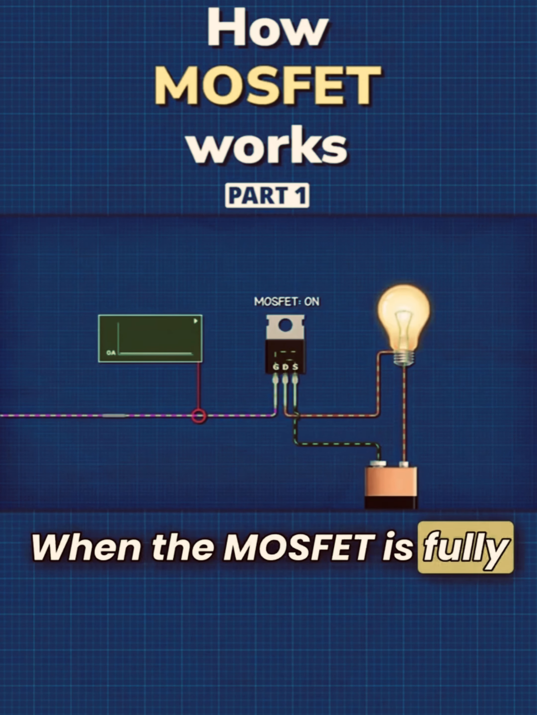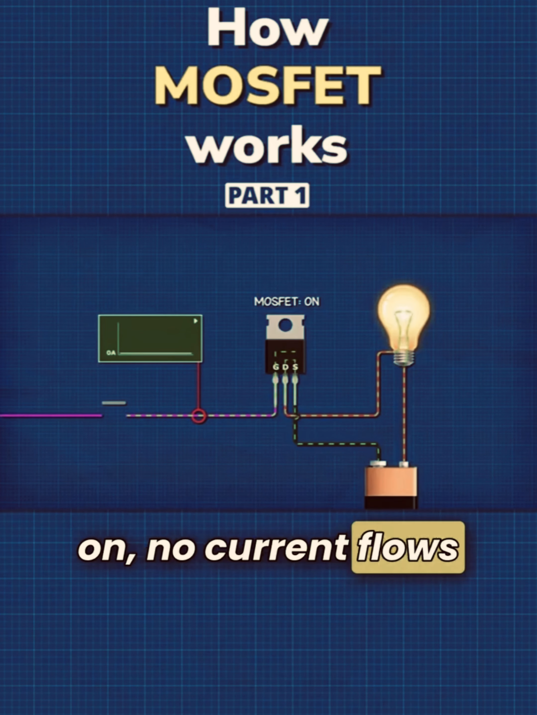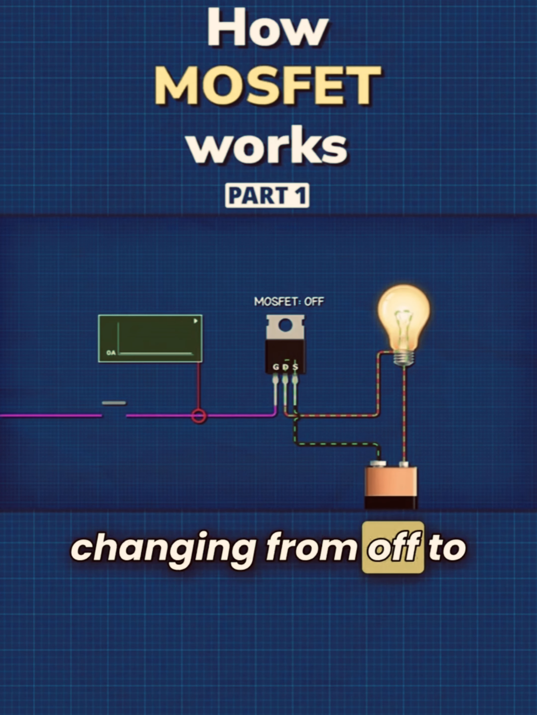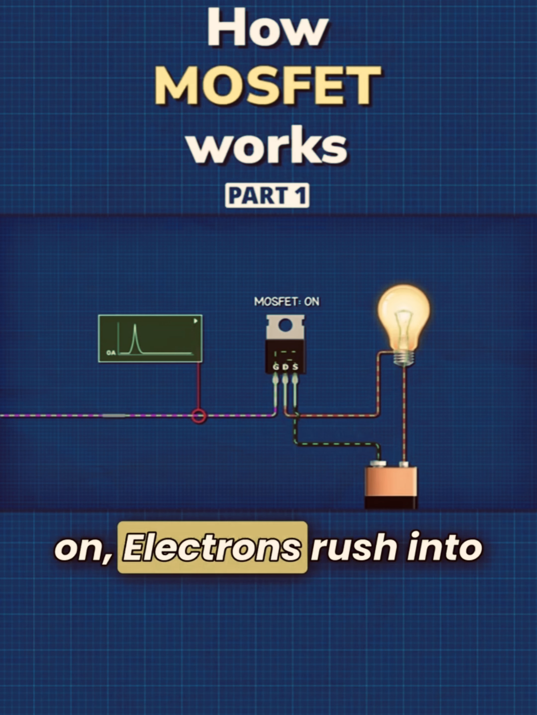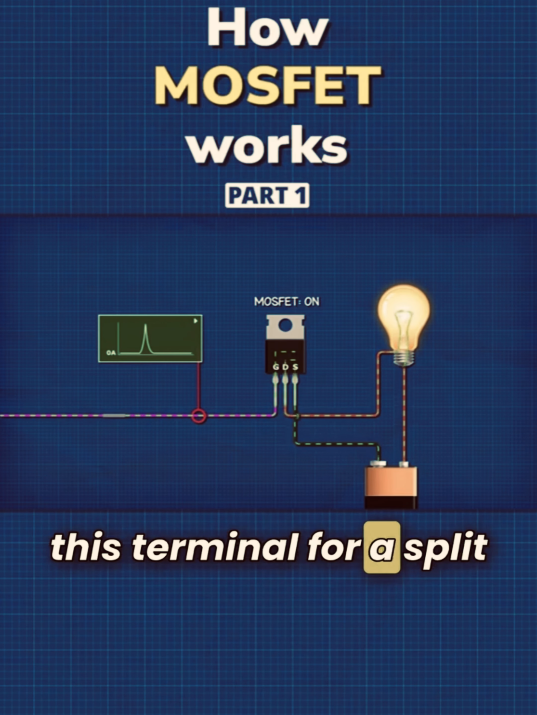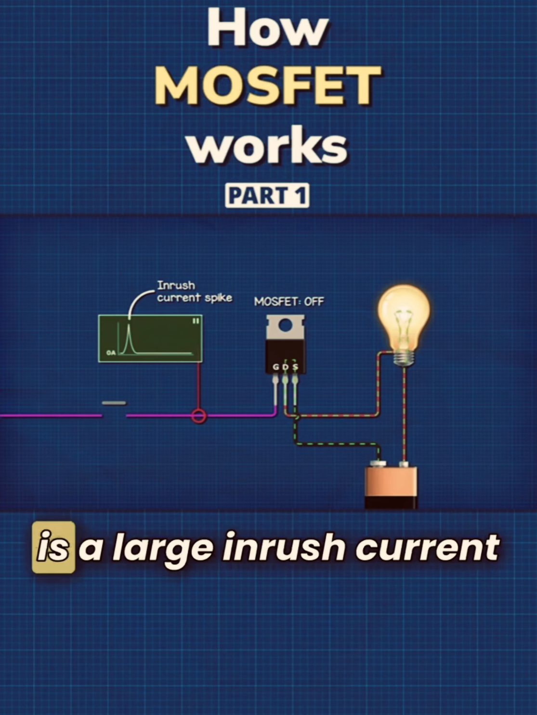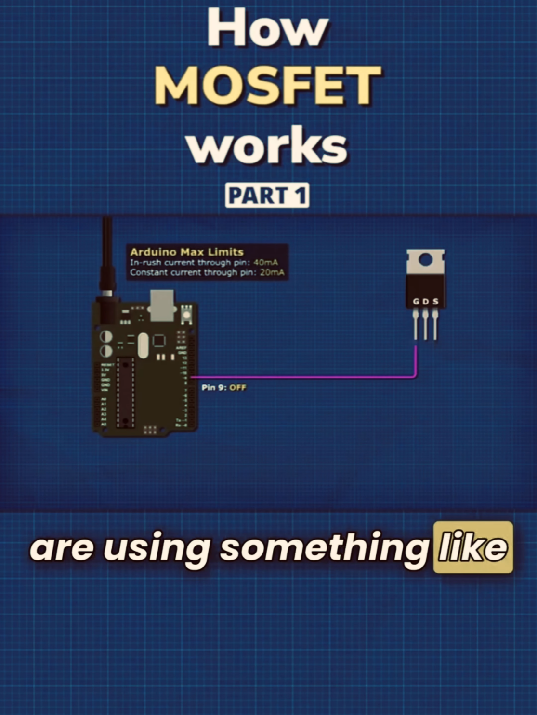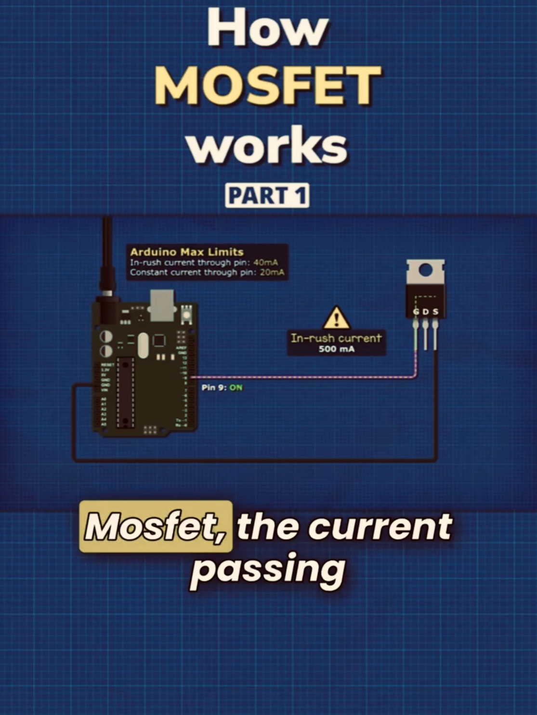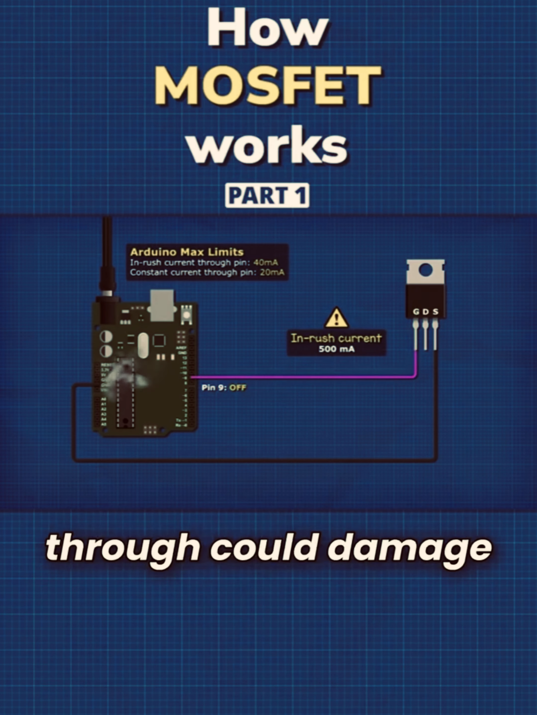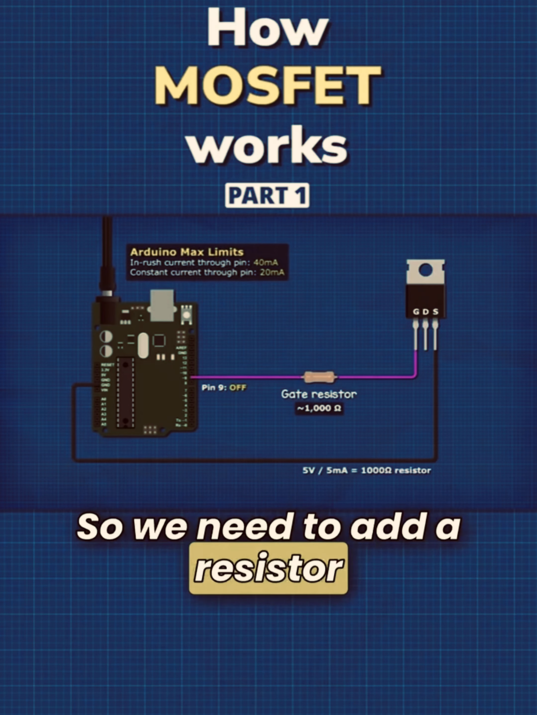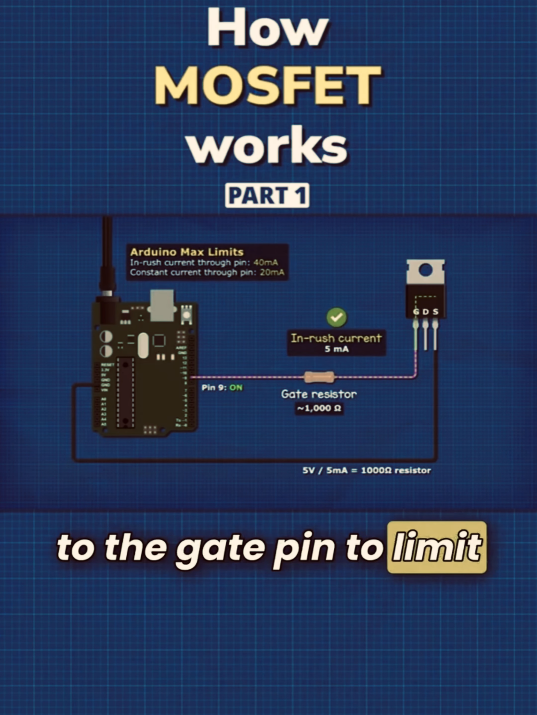When the MOSFET is fully on, no current flows on the gate terminal. But when the MOSFET is changing from off to on, electrons rush into this terminal for a split second, and so there is a large inrush current flowing here. If you are using something like an Arduino to power the MOSFET, the current passing through could damage or destroy the board. So we need to add a resistor to the gate pin to limit the current.